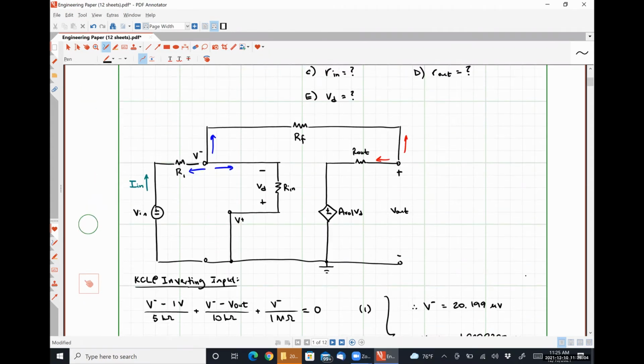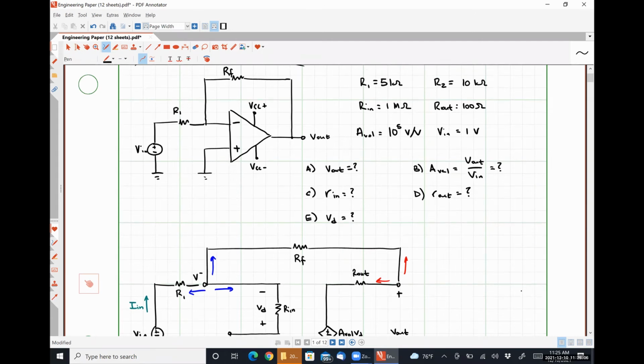So the output resistance, lowercase r out, is the resistance seen looking in. Okay. Now, our practical op-amp model contains a dependent source, which means we can't just look in and figure it out. We have to use the ratio of the Thevenin voltage divided by the Norton current to figure out what we see here.